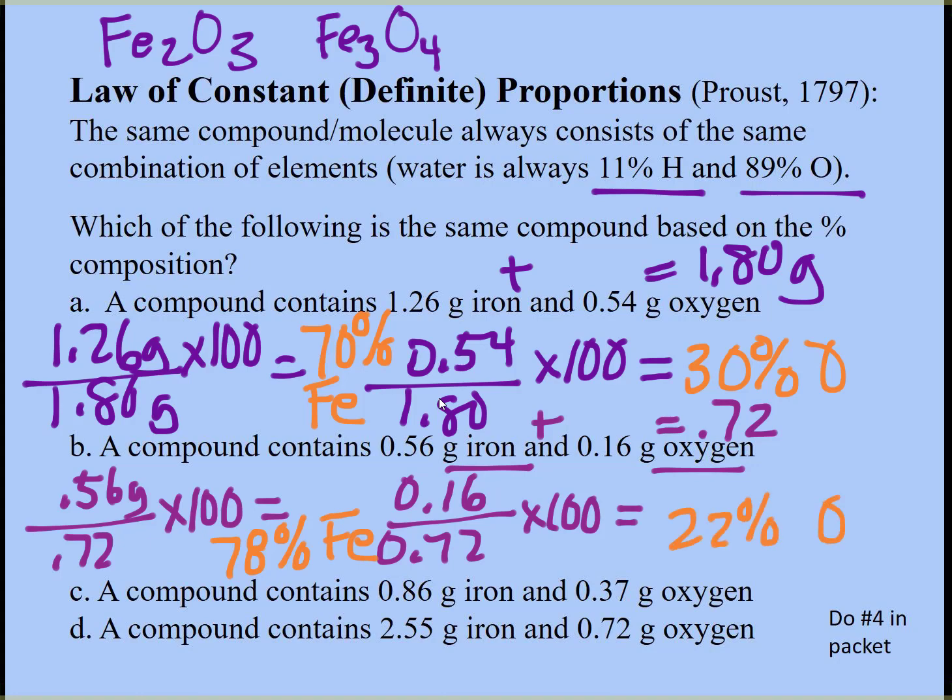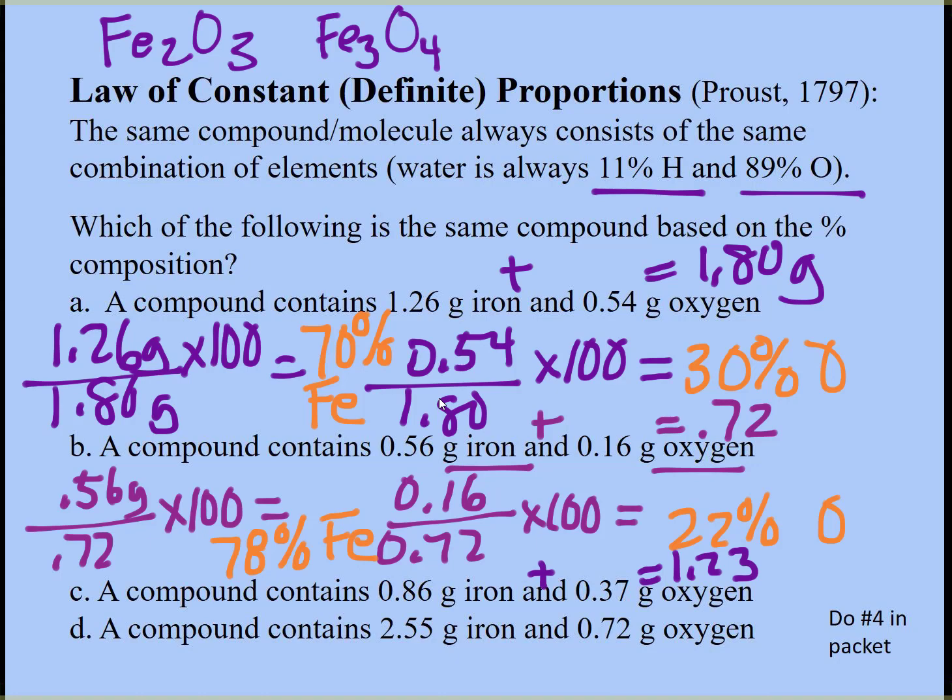So comparing A to B, we see that they're not the same, and that's because their percentages are different. So I would have one be the Fe2O3 and one be the Fe3O4. Let's look at C and D. Let's see if we have any that match, or maybe they're completely different, some other formula. So again, find the total, and then we'll divide.